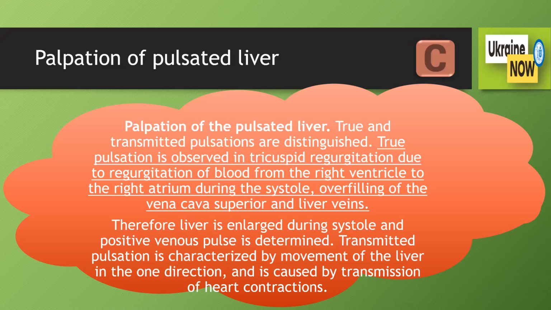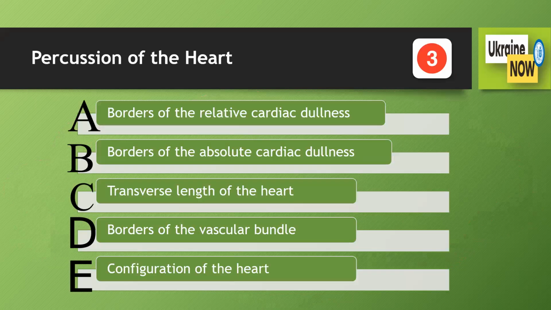Third step of the physical examination is percussion of the heart. So the examination plan consists of determination of borders of the relative cardiac dullness, determination of borders of the absolute cardiac dullness, determination of the transverse rate of the heart, borders of the vascular bundle, and finally configuration of the heart.